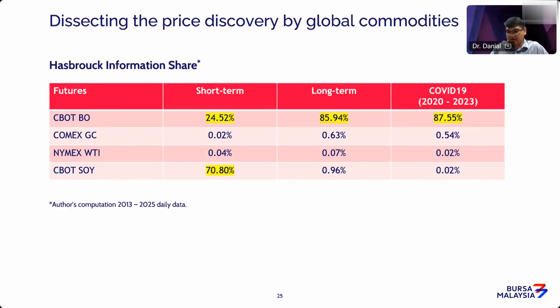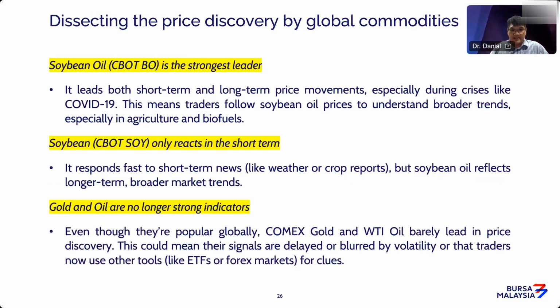Why are we saying this? Because it will save your effort. Rather than looking at these four, you just focus on one. Right. Next, soybean oil is the strongest leader. It leads short-term and long-term price movement.